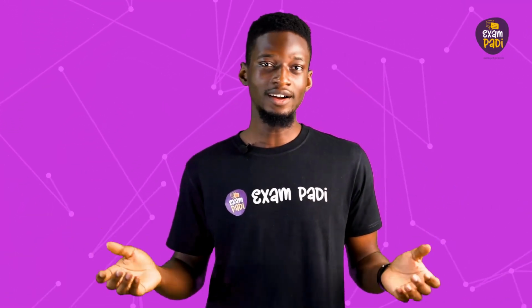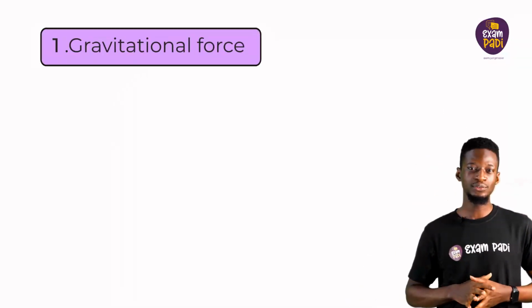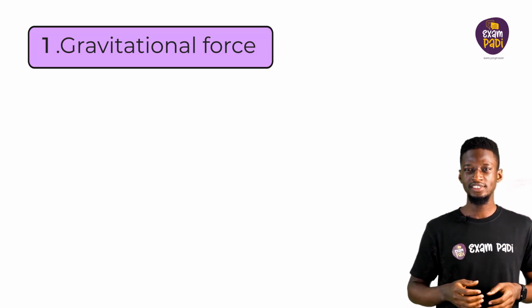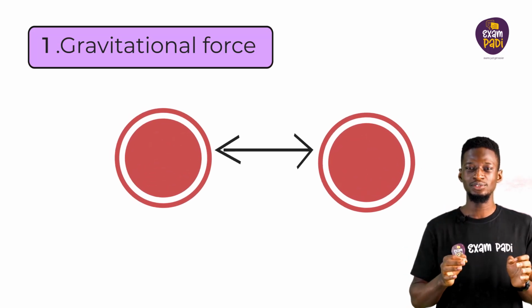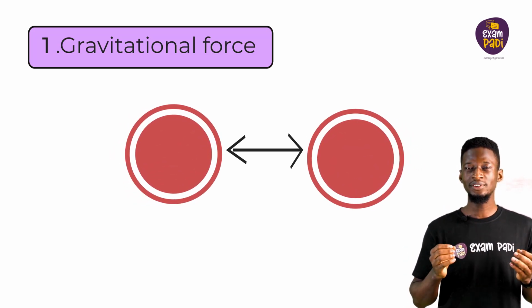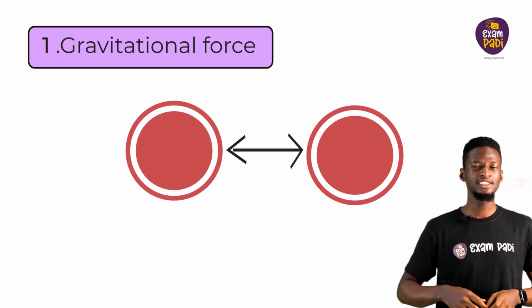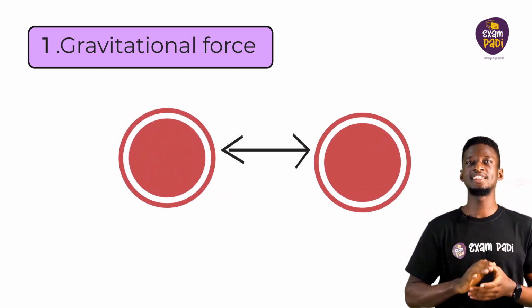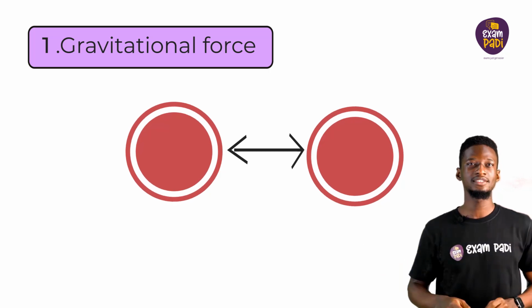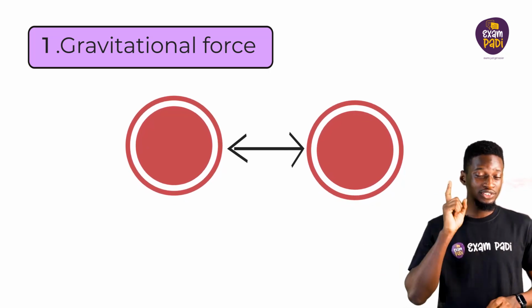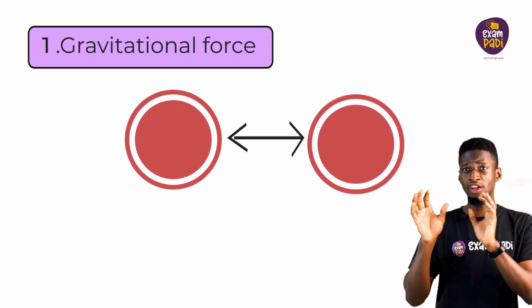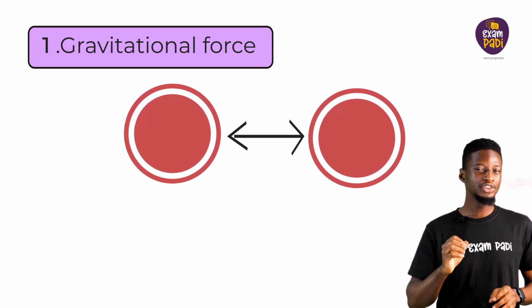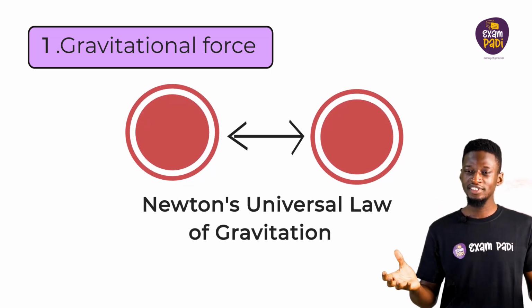Some examples of forces are 1. Gravitational force. Gravitational force is a force that attracts any two objects with mass. We call the gravitational force attractive because it always tries to pull masses together. It never pushes them apart. In fact, every object, including you, is pulling on every other object in the universe. This is called Newton's universal law of gravitation.